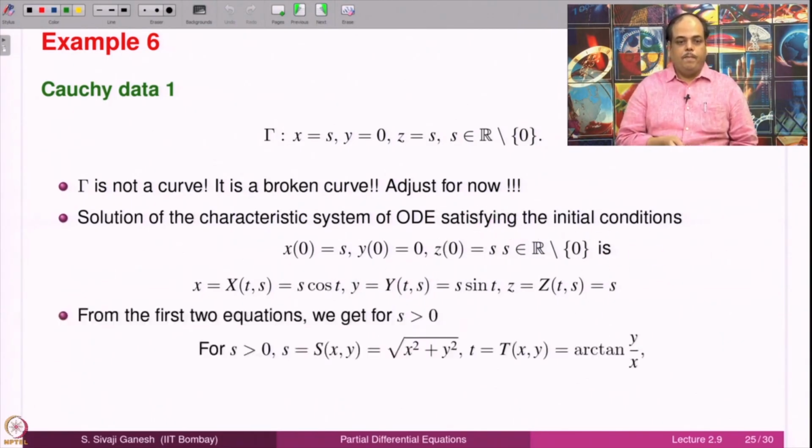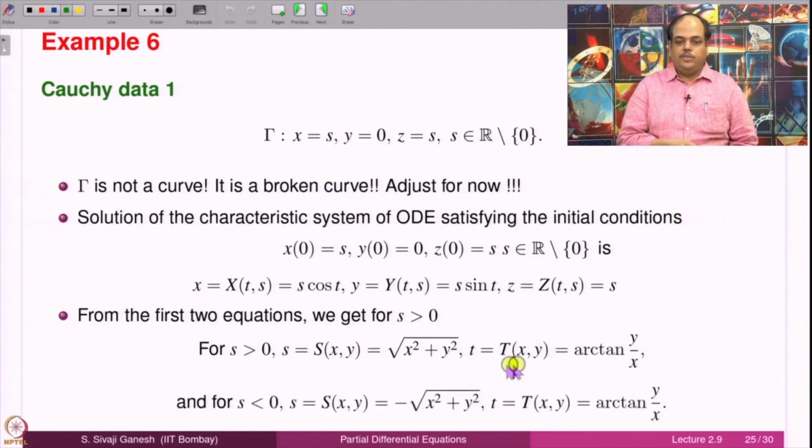is s. Now, from the first 2 equations for positive s, I can express s and t in terms of x and y. I get this, and for s negative I get this expression for s. That is why negative for s negative, positive for s positive, t remains same.